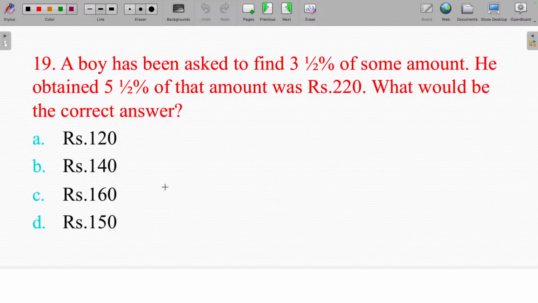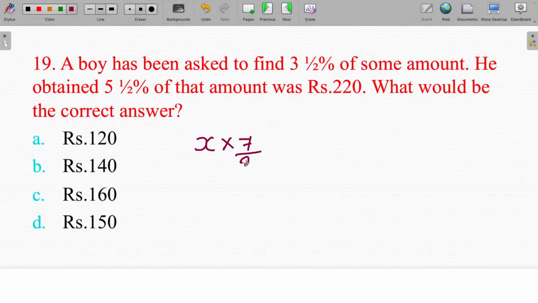I can tell my answer will be this, the only possible option. How to tell the answer, that I will explain later. That concept, the prime number concept, I will explain later. A boy has been asked to find some amount. I have X rupees. I told the boy to find 3 1/2 percent, that will be 7/2 percent.